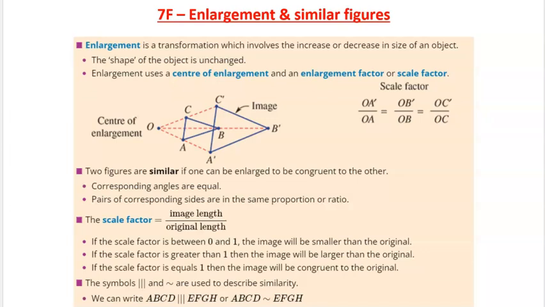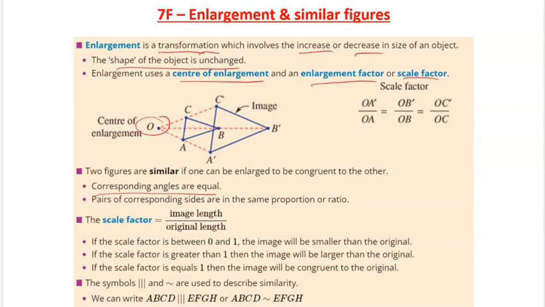Enlargement is a transformation where you don't change the shape, but you increase or decrease the size of the object. So the shape is unchanged, but certain things will remain the same, like the corresponding angles will be equal to each other. When we do an enlargement, we have a center of enlargement, a point like this, and an enlargement factor or scale factor. That's just comparing the sides.